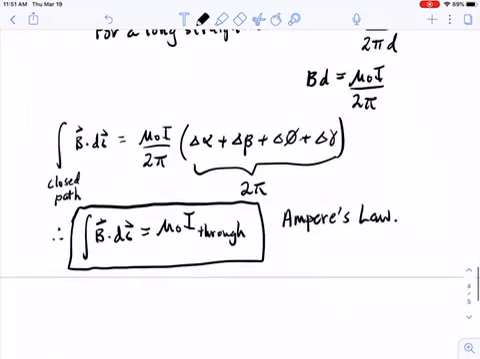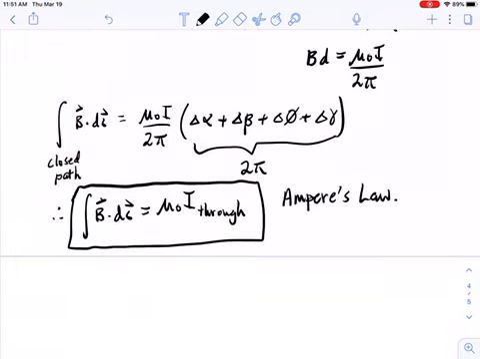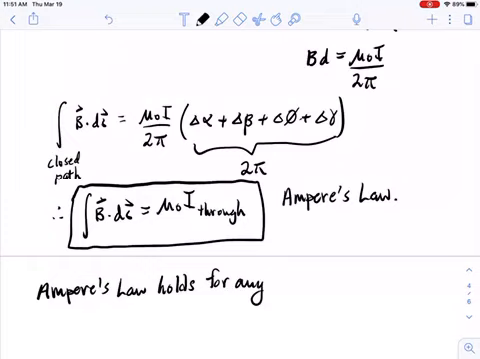And so this result holds generally for any path around our current. So Ampere's Law holds for any path surrounding a current.